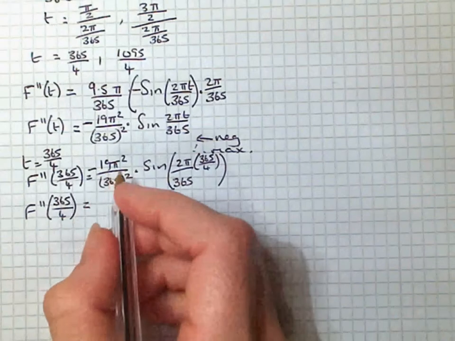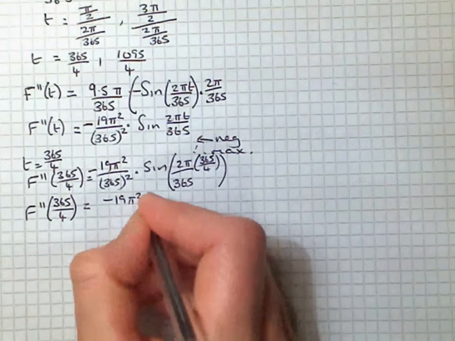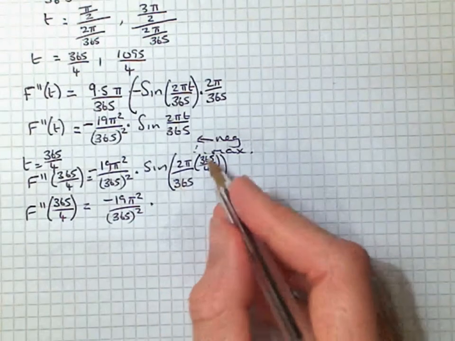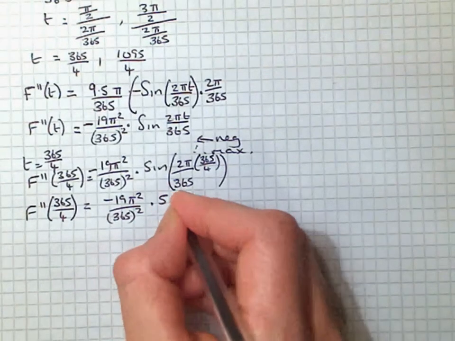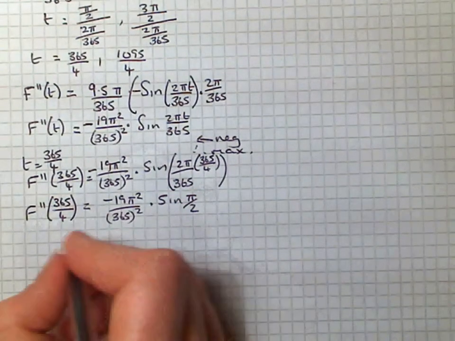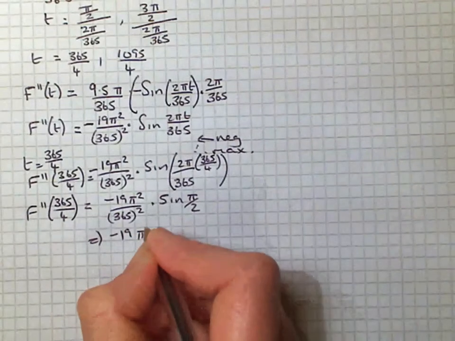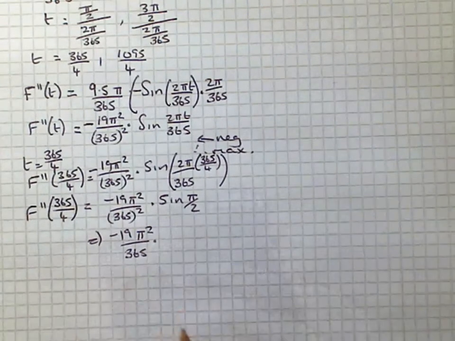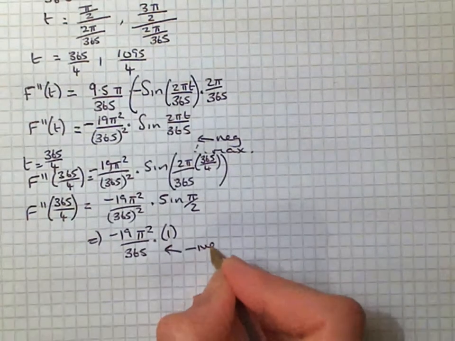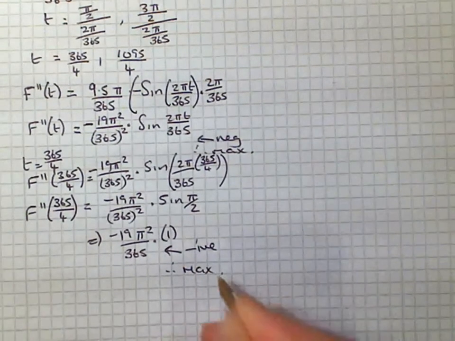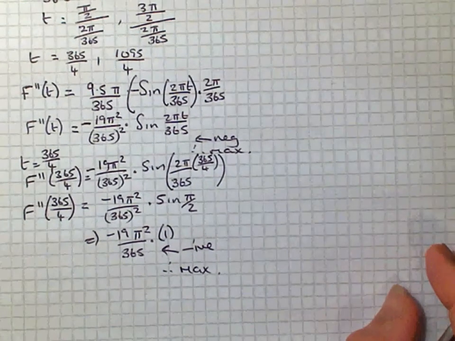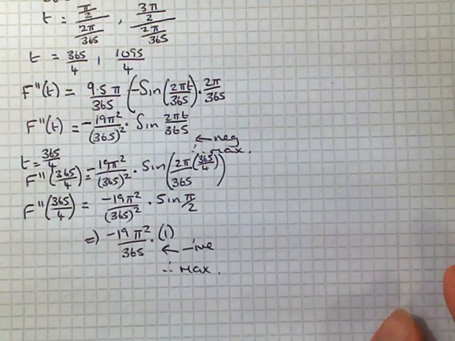So we are left with minus 19π² over 365 all squared, times, when we work this out and break it down, just the sine of π/2. So that's minus 19π² over 365 all squared, times the sine of π/2, which is 1. All we care about here is that this is negative. So therefore it's a max at t equals 365 over 4.